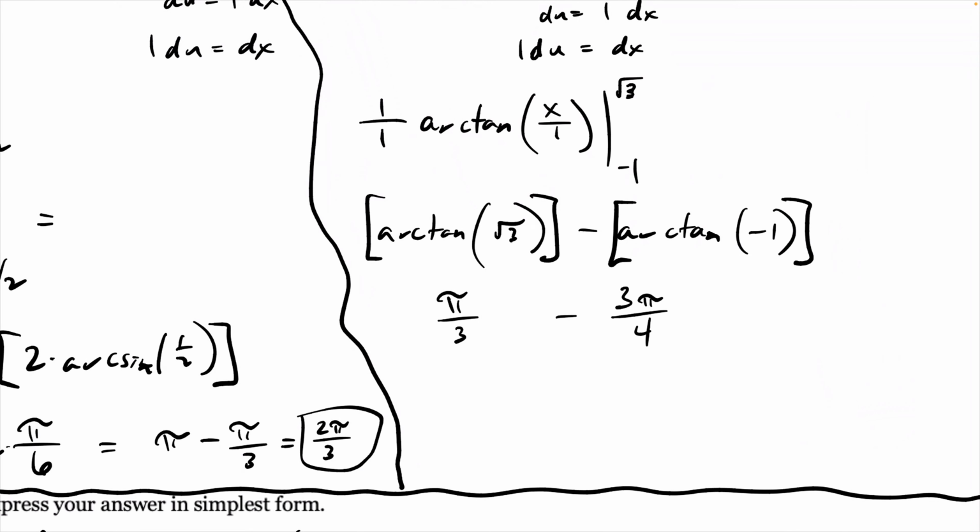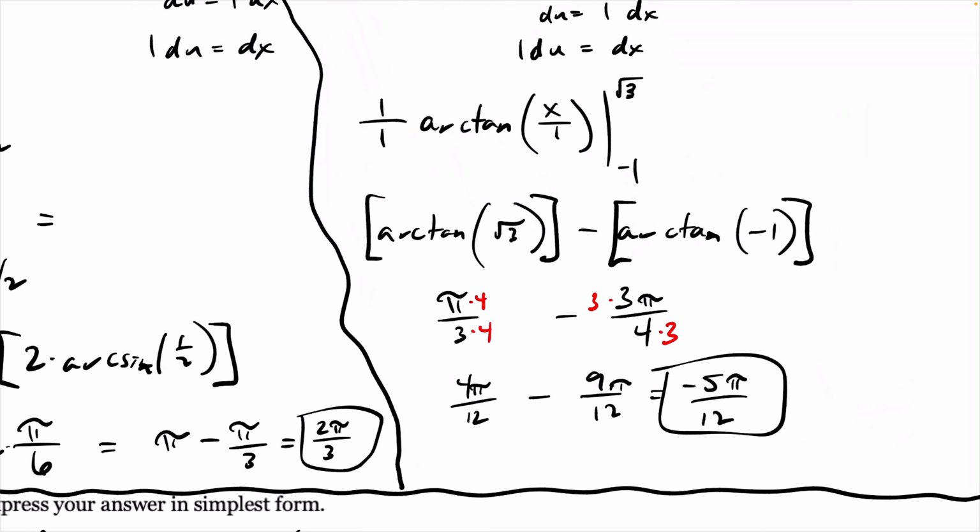There you go. Common denominator is going to be 12. So that means this is going to be 4/12, and this is going to be 9/12. 4 minus 9, 12. You get -5 pi over 12. What a fun problem.